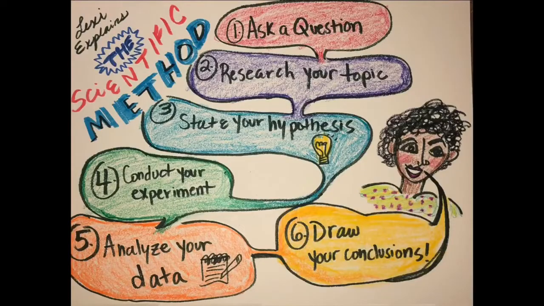So for this project, I'm going to show you how to make a silent film about the scientific method. So what is the scientific method? The scientific method is defined as a method of research in which a problem is identified, relevant data is gathered, a hypothesis is formulated from this data, and the hypothesis is empirically tested. So what in the world does that mean?